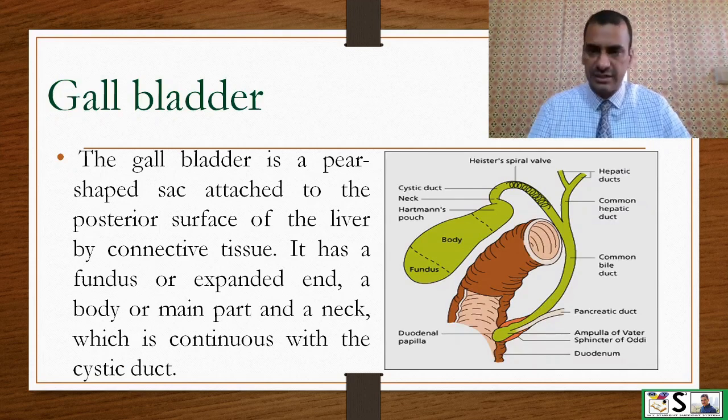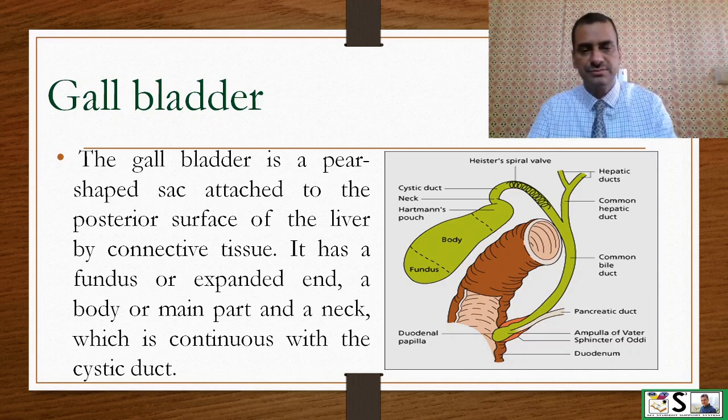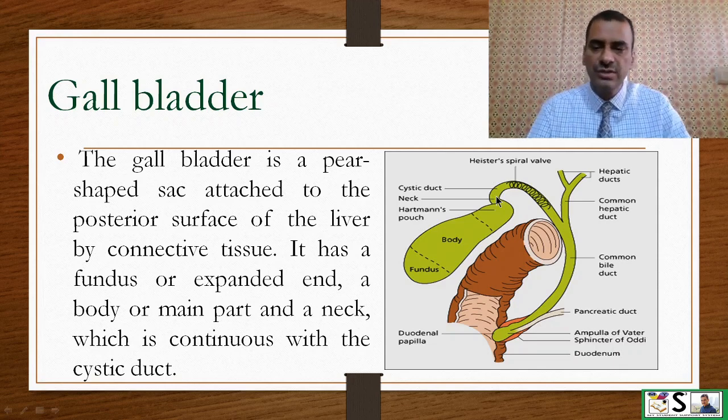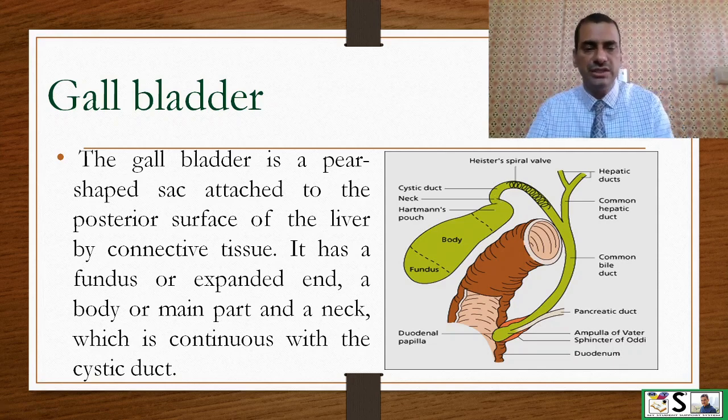Now, what is the gallbladder? The gallbladder is a pear-shaped sac attached to the posterior surface of the liver by connective tissue. It has three parts: the fundus, this one, the body, and a pouch and a neck, which is continuous with the cystic duct. This is the cystic duct.